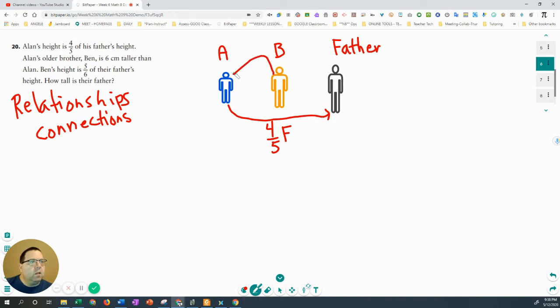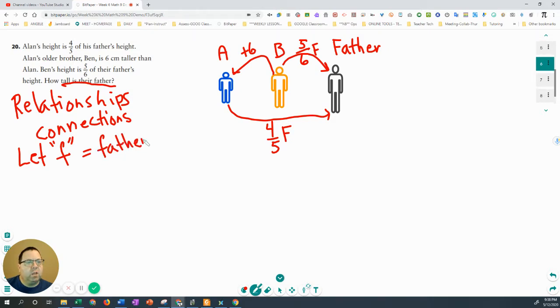Ben is whatever Alan's height is, plus 6 centimeters taller. And looks like Ben is kind of the key figure here, he is 5/6 of father's height. So how tall is your father? Well, it seems to be staring you right in the face that they want father's height to be X. Actually, let's use F for father. Let F equal, it's a common thing to use the small letters, not the big letters, okay? So father's height.